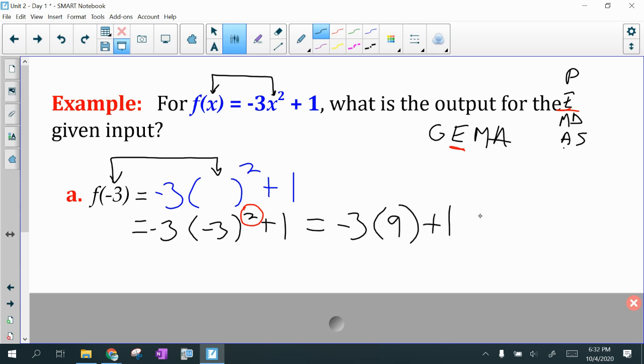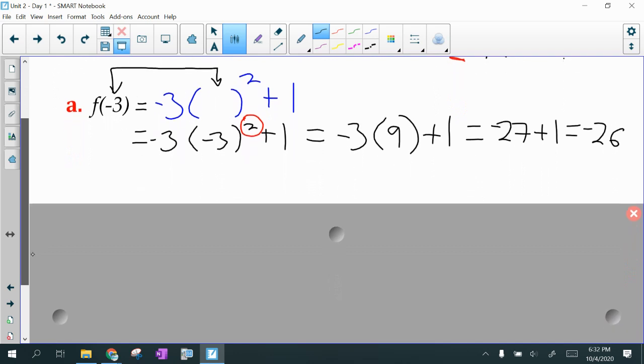Plus 1. And so here we go. We're now looking at negative 3 times 9, which is going to give me a negative 27. And then I just add 1 to that to get an answer of negative 26. Again, replay that if you need to.